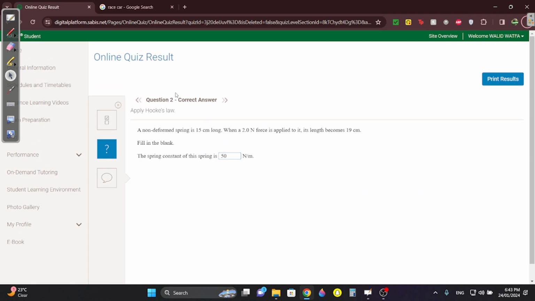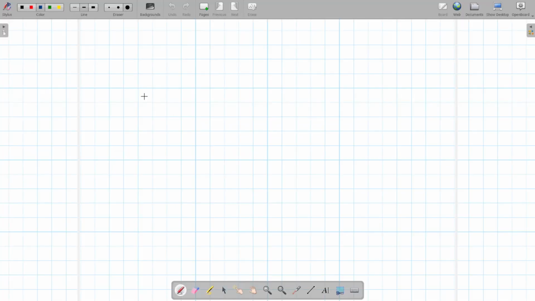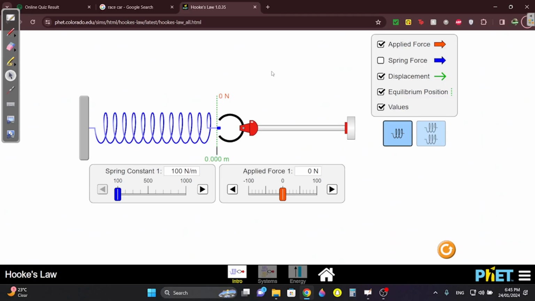Okay, now this one's about Hooke's law. Look, in physics, when you have a spring, this is a spring. When you pull the spring down, it's going to elongate, right? Elongate means it's going to stretch. Okay, so this would be the simulation for Hooke's law. Hooke's law states that the way they wrote it is tension divided by delta L equals K.